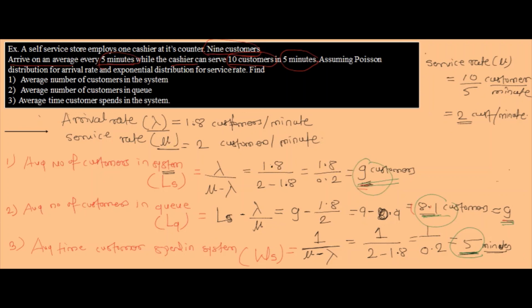Again, I will repeat that whenever any problem comes from this topic of queuing system or waiting time, only two things are required: the arrival rate, that is lambda, and the service rate, that is mu. That is sufficient to calculate each and every parameter of the given problem, because each and every formula contains only these two parameters. So every problem can be solved if we know these two parameters.